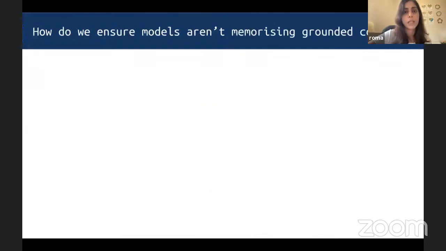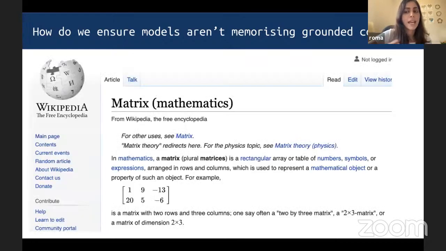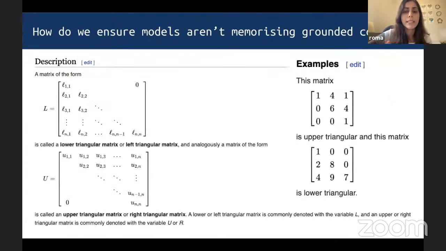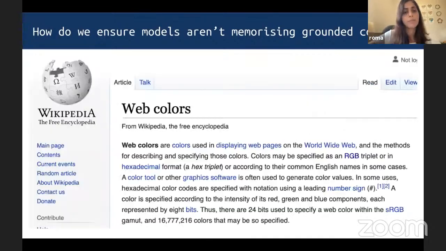So a crucial point before we jump into the experimental setup and results is we want to ensure that models aren't memorizing grounded concepts, and I'll explain what this means. If you look up the Wikipedia pages of something like matrix mathematics, you might see examples of arrays like this that have words such as lower or left or upper or right associated with these matrices or arrays. And these are all things that language models might have trained on many times in their training data, given that they've been trained on most of the text on the web.